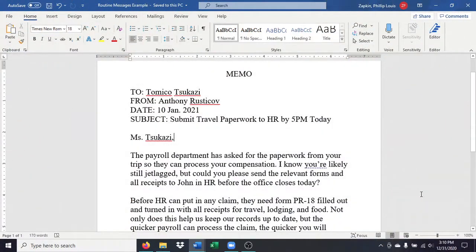All right. So as I just said, when we write routine or positive messages, we use a three-part structure of the opening, the body, and the closing. Now I've got here a sample message, and this is a routine message. As we'll see, this is asking for an employee to fill out paperwork. Now I've set this up in memo format, but this might be an email, this might be some other kind of communication. The basic structure is going to remain the same. However, what I do want to draw your attention to is this subject line.